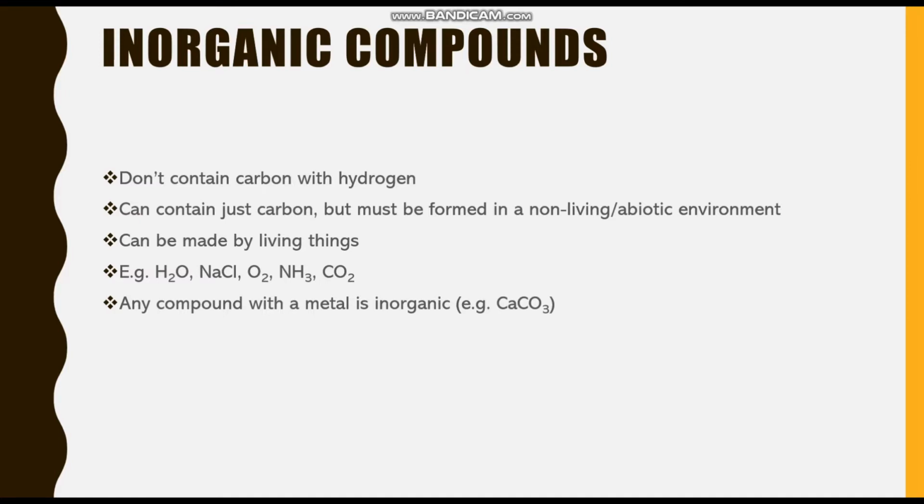NaCl, which is table salt, O2, which is oxygen, the air that we breathe, NH3, ammonia, and CO2, which is carbon dioxide, which we breathe out. And any compound with a metal is inorganic, so an example would be CaCO3. Anything that forms an ionic compound would be an inorganic compound, not an organic compound. And these can be made by living things, but they're not carbon based.